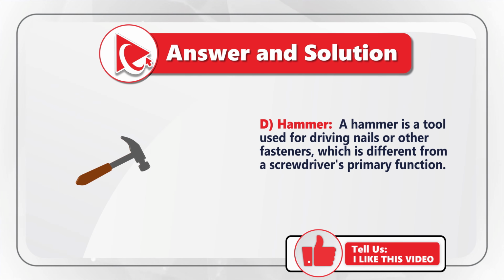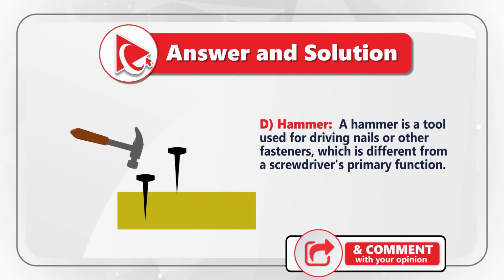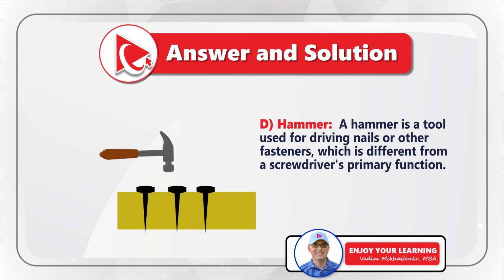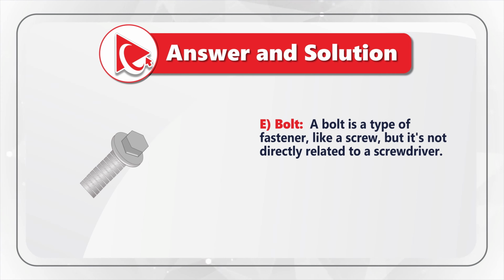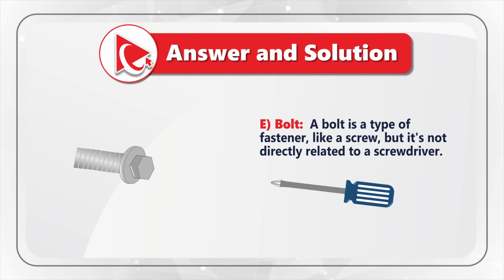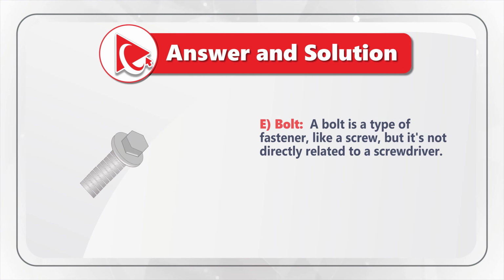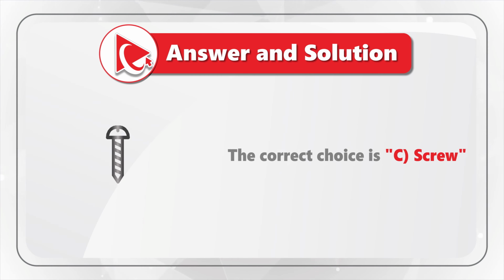A hammer is a tool that's used to drive nails or other fasteners, which is different from a screwdriver's primary function. And choice E is a bolt, which is a type of fastener, like a screw, but it's not directly related to a screwdriver. So, as you might have guessed, the correct answer here is choice C, screw.